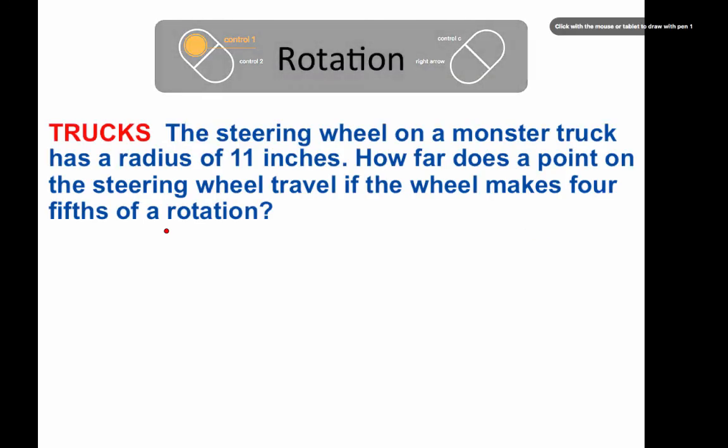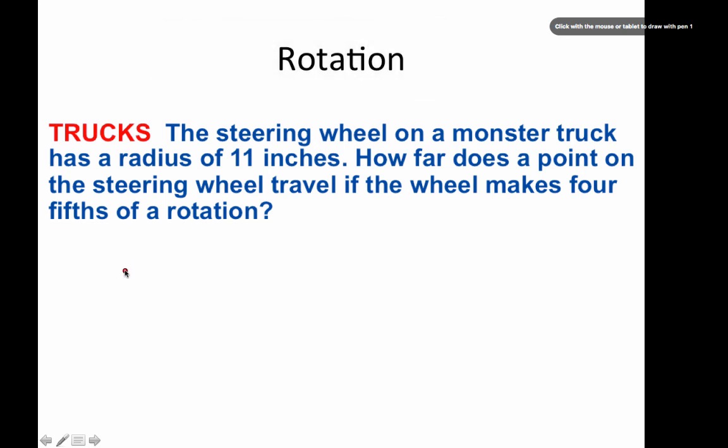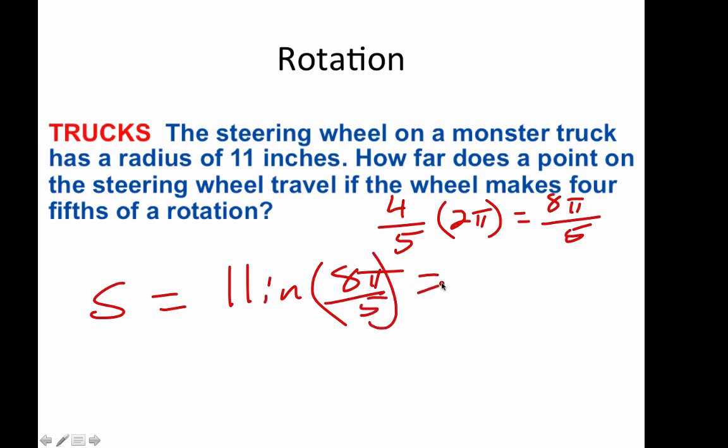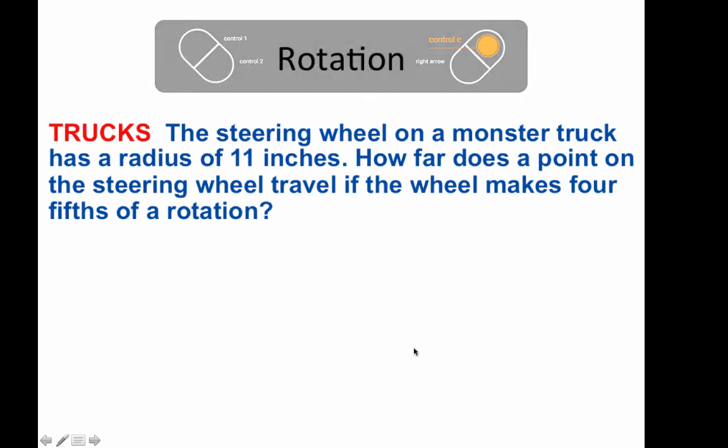A steering wheel on a monster truck has a radius of 11. How far does a point on the steering wheel travel if the wheel makes 4/5 of a rotation? Well, 4/5 of a full rotation will be 8 pi over 5 radians. So arc length is S equals radius times radians. Whenever you're talking about a distance like this, we wouldn't leave it in terms of pi. We would actually multiply that out. And I got 55.3 inches. So radius times radians. That's what you're doing each time.